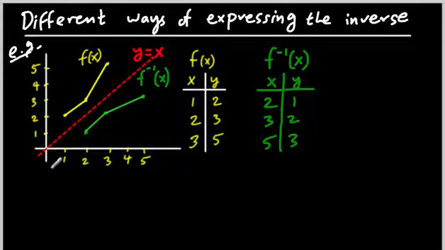So y equals x, if you think about it, has a slope of 1 and there's no intercept. If you reflect any function over y equals x, the image that you get is simply f inverse. And that's a very, very important thing to know.